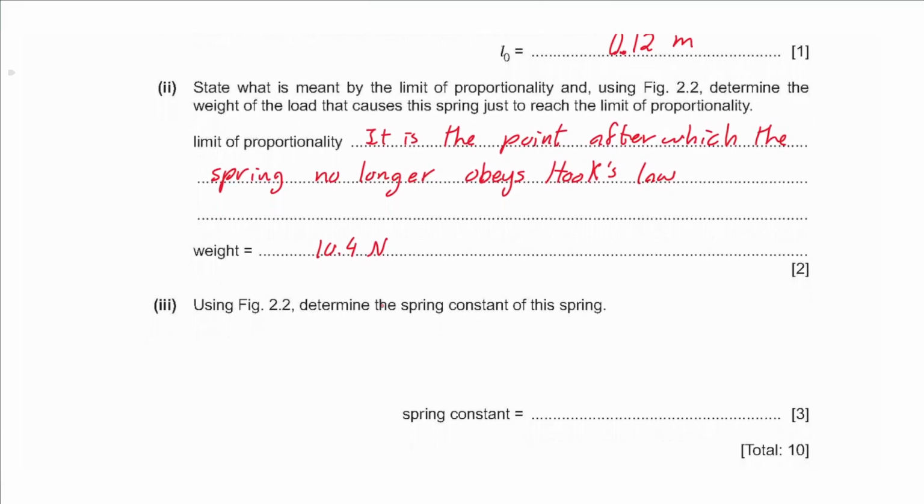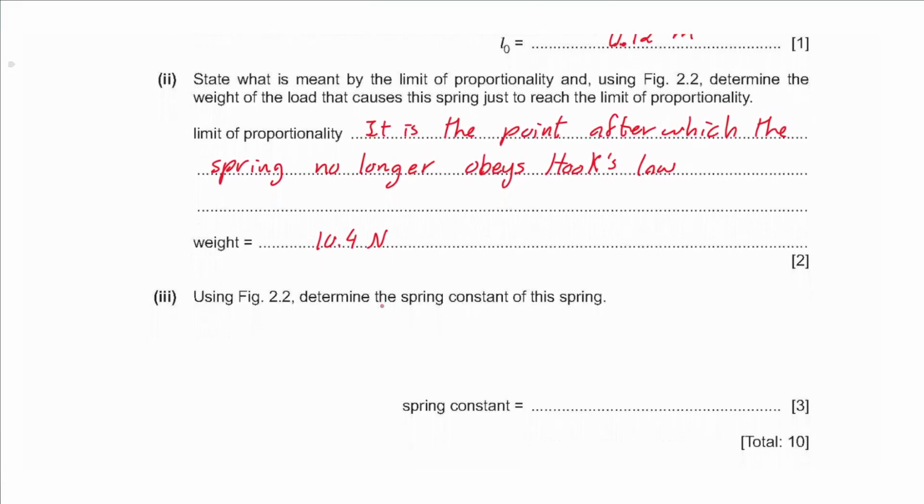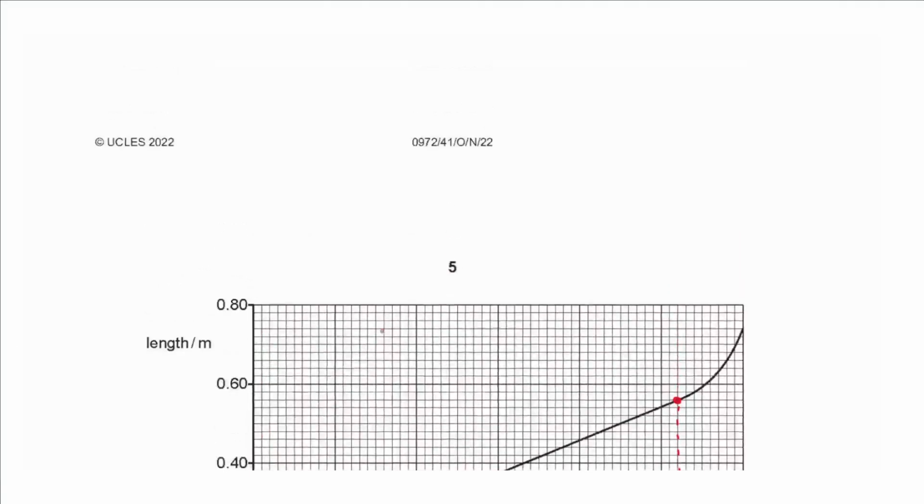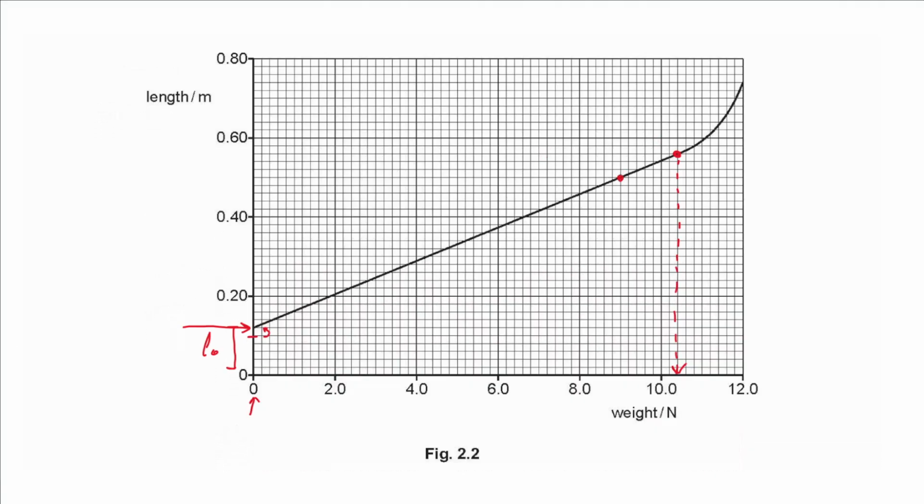Part iii says using figure 2.2 determine the spring constant of the spring. The spring constant is equal to the force divided by the extension. So we will pick one force and see the length of the spring and subtract the original length. So for example, for this point, we have the load in between 8 and 10. So this is 9 newtons. And we go to see the length here. This is exactly 0.50 meters. And the original length was 0.12 meters.